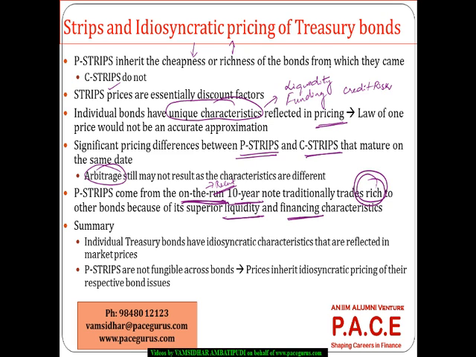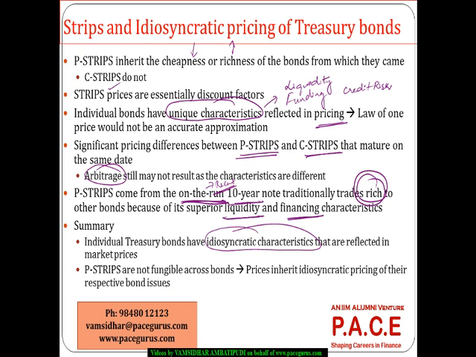Financing is quite comfortable for those kinds of bonds. So generally we find that those P strips are traded richer compared to the other set of bonds. And just to summarize, individual treasury bonds are not fungible. They have idiosyncratic characteristics which are reflected in their market prices.